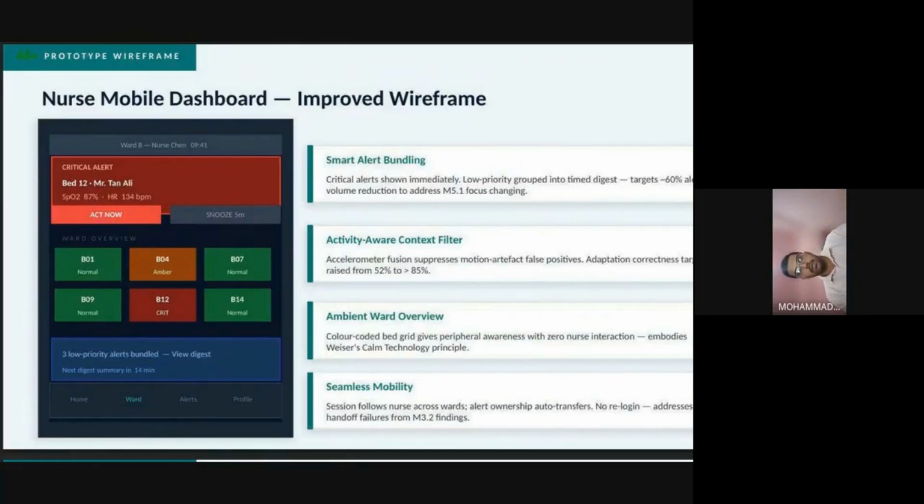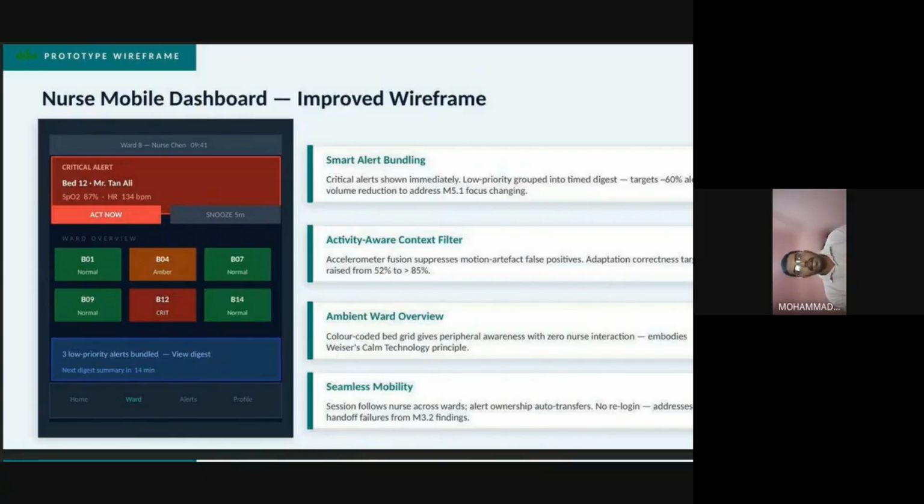Next, moving on is our smart alert bundling, which is focusing on reducing noise in the wards and focusing more towards critical cases. Next, we have the activity-aware context filter. This feature filters out false alarms caused by patient movement, or sometimes by mistake the patient presses the button, etc. So the system becomes more accurate, improving decision making and becoming more reliable. The main idea focuses on fewer false alerts and better accuracy.